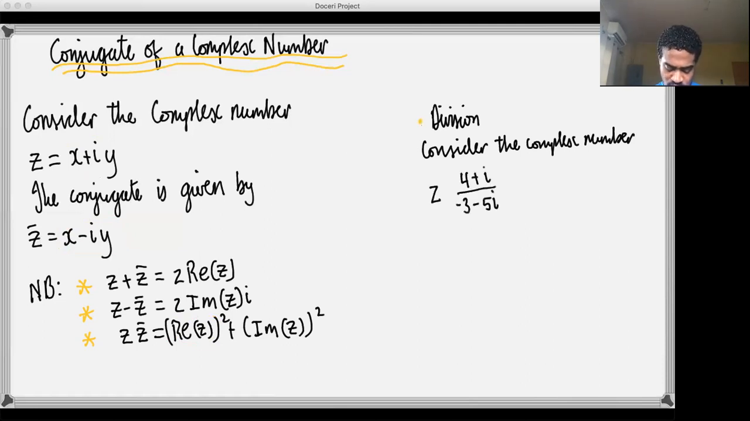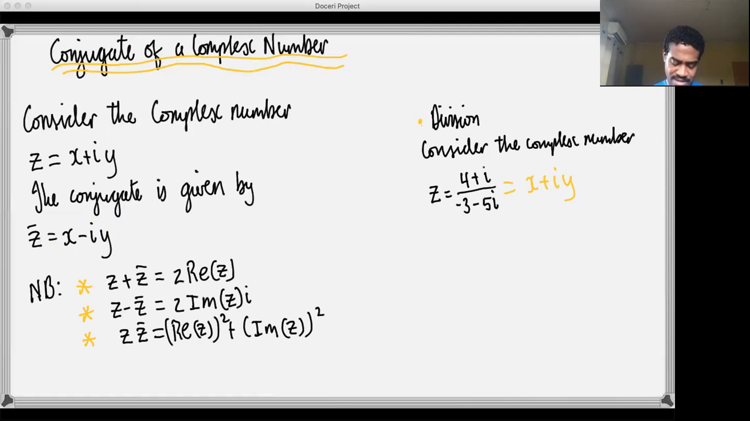Z is equal to 4 plus i over -3 minus 5i. So how do we go about dividing these two complex numbers? When we look at these two complex numbers being divided, you might expect to get back another complex number of the form x plus iy. You should expect that.